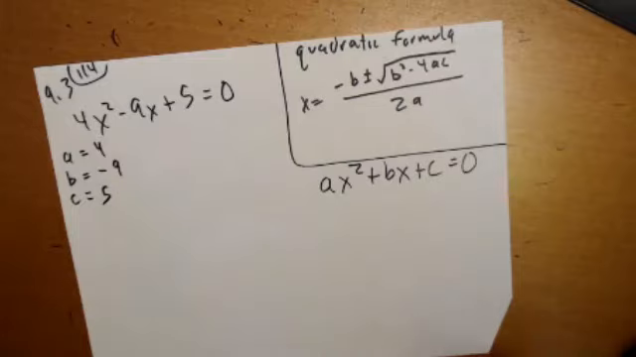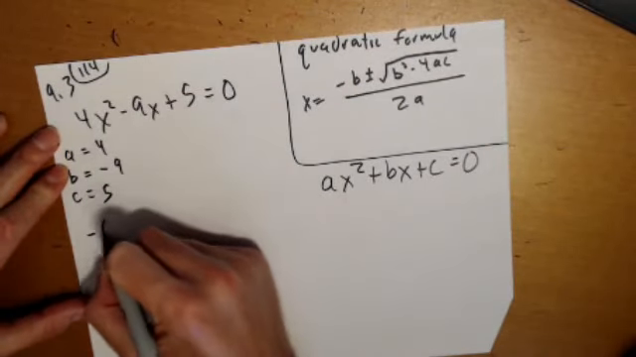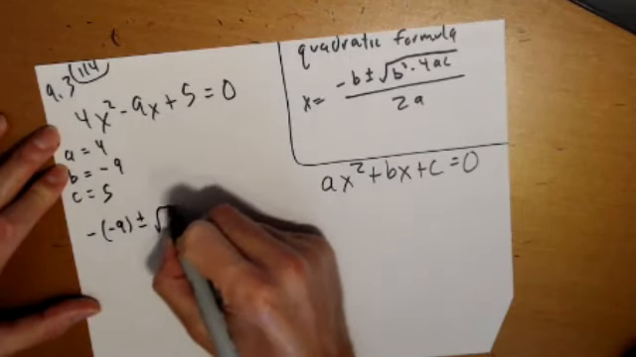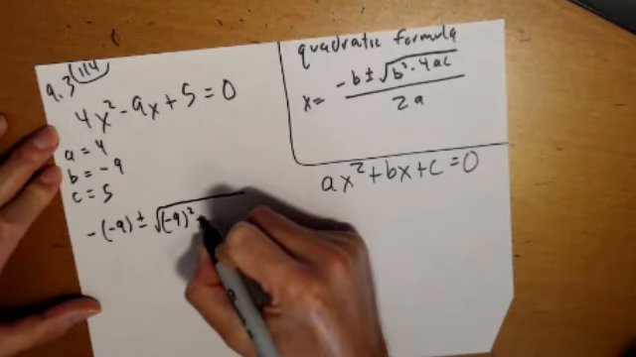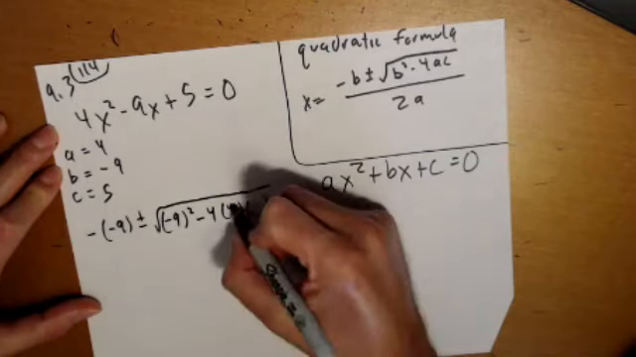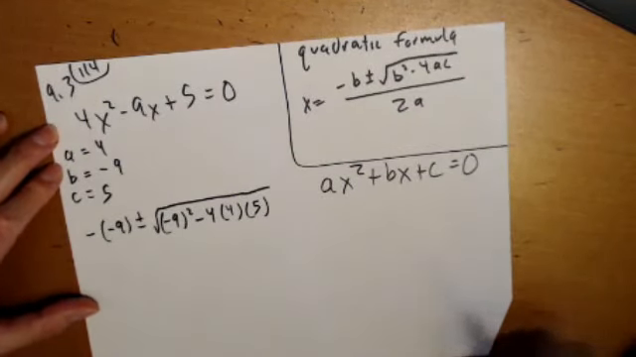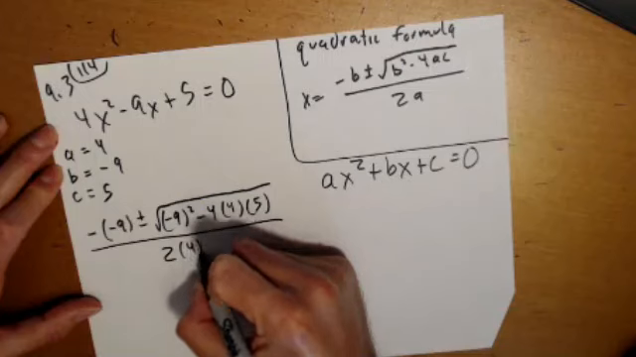Okay, and then you just plug everything into the formula. So just be careful, right, there's a negative 9. So negative b, so see how I use a lot of parentheses, plus or minus the square root of b squared, negative 9 squared, minus 4, parentheses, a is 4, c is 5. Am I just putting everything in parentheses? Yes. So if you just put everything in parentheses, it'll always work out nicely.